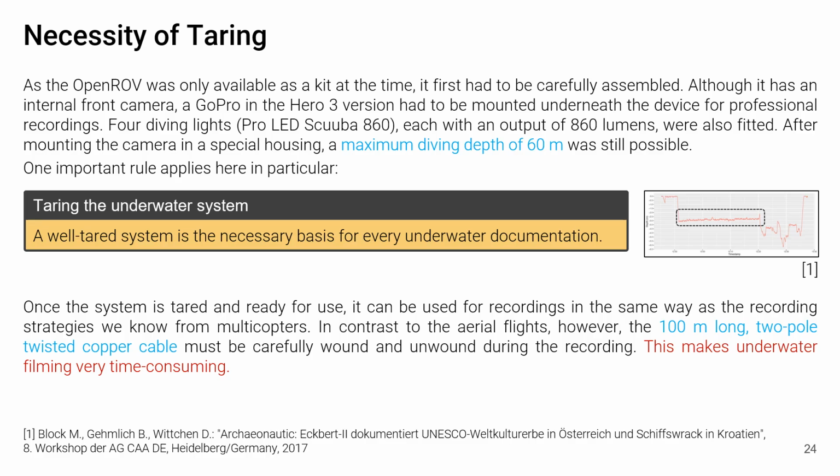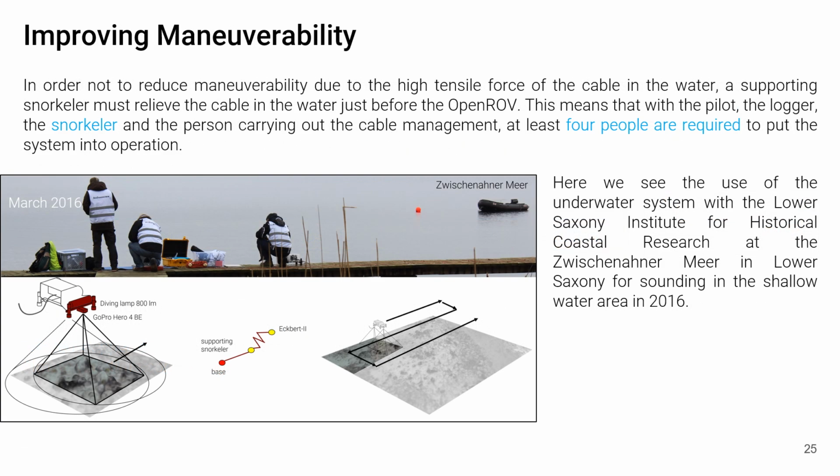In contrast to the aerial flights, however, the 100-meter-long two-pole twisted copper cable must be carefully wound and unwound during the recording. This makes underwater filming very time-consuming. In order not to reduce maneuverability due to the high tensile force of the cable in the water, a supporting snorkeler must relieve the cable in the water just before the open ROV. This means that with the pilot, the logger, the snorkeler, and the person carrying out the cable management, at least 4 people are required to put the system into operation.